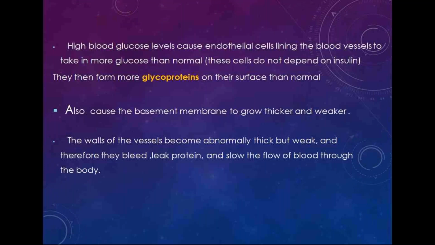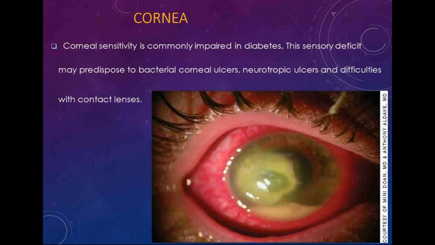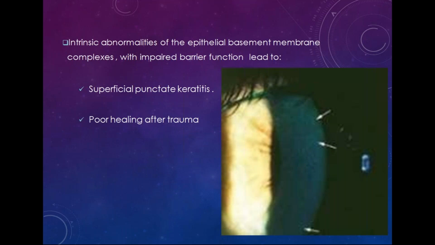Predominantly, you should remember the word microangiopathy. Microangiopathy is the most important feature of diabetic retinopathy and nephropathy. Small vessels are involved.